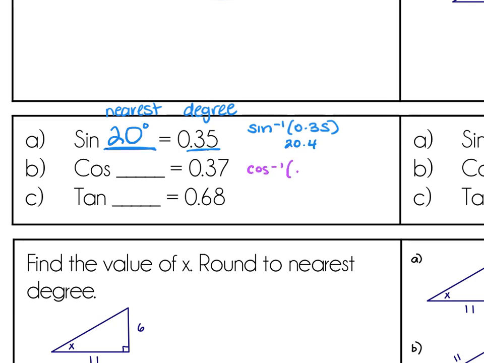Cosine negative 1, 0.37, which is 68.2, rounds to 68 degrees. And tangent negative 1, 1.68. And I get 34.2, which rounds to 34 degrees.